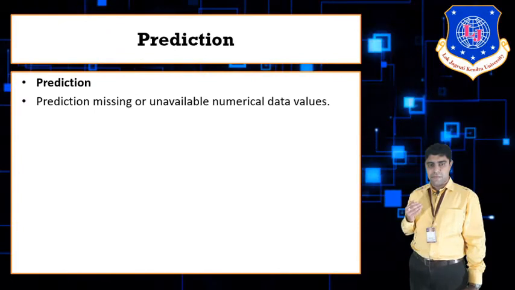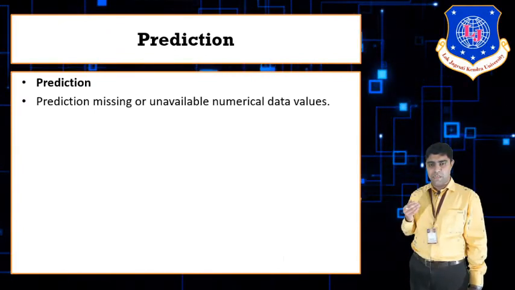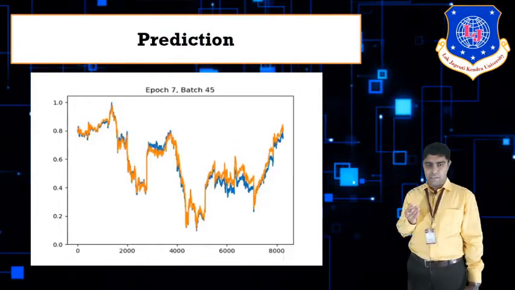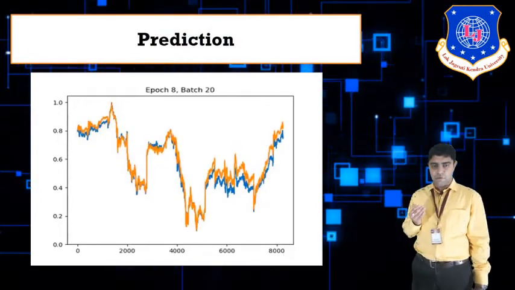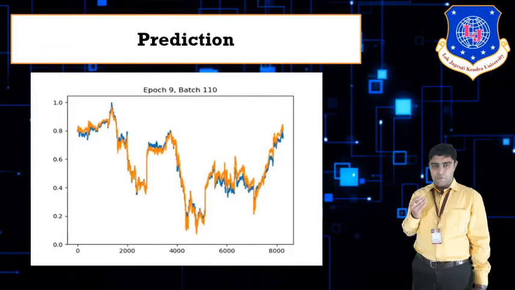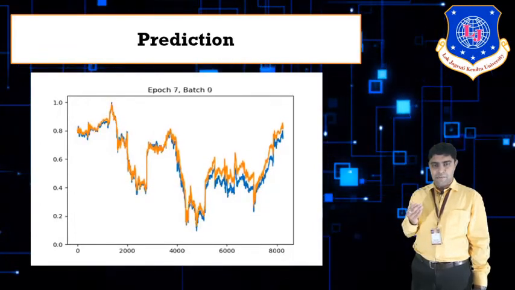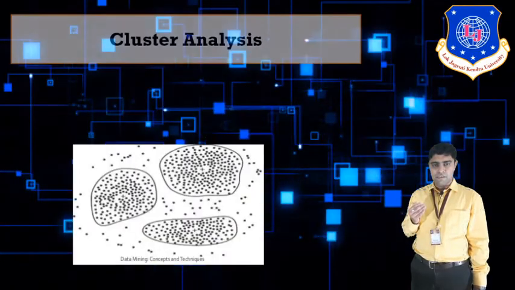So prediction means estimating missing or unavailable numerical data values. Like shown in the figure of stock market prediction, we see where the stock is moving for that data, and we have to predict the unknown value. That is called prediction. The next data mining functionality is cluster analysis.